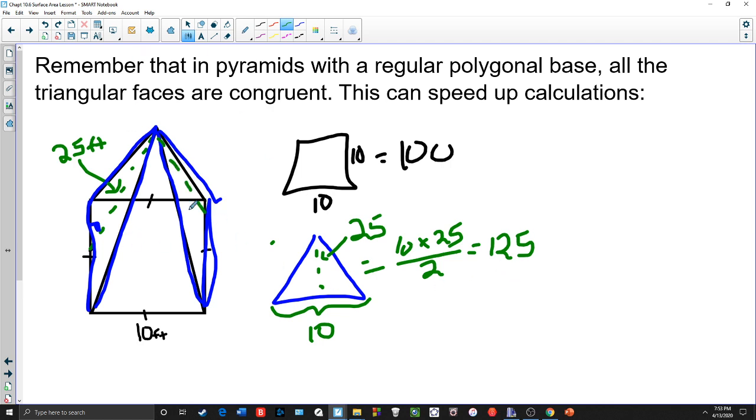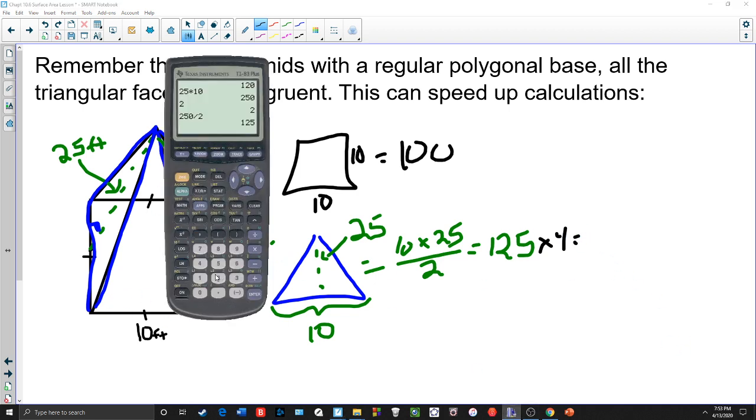So instead of finding each one individually, what I'm going to do here is simply multiply this by 4, because I'm going to have 4 triangles, left, right, front, and back, one for each side of my base. So I'm going to take 125 times 4.